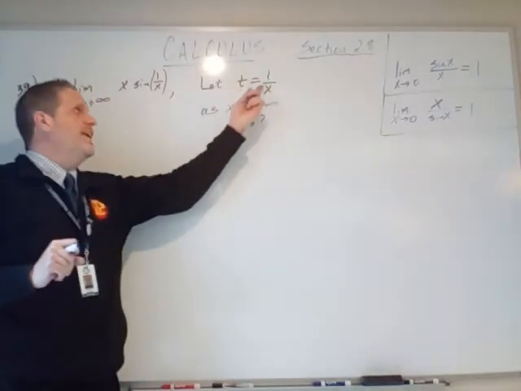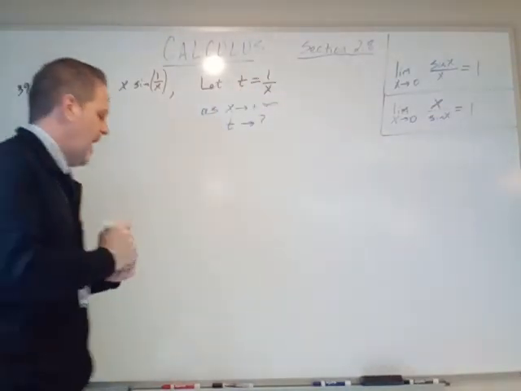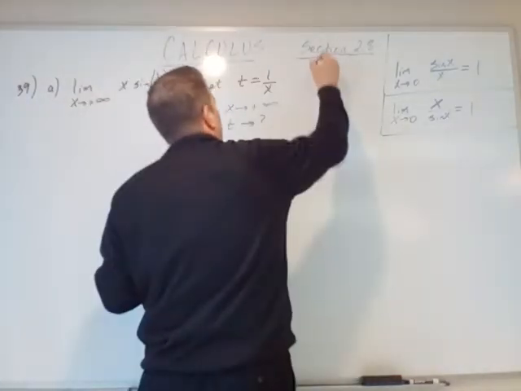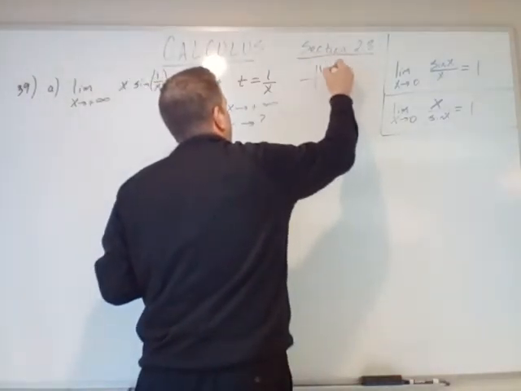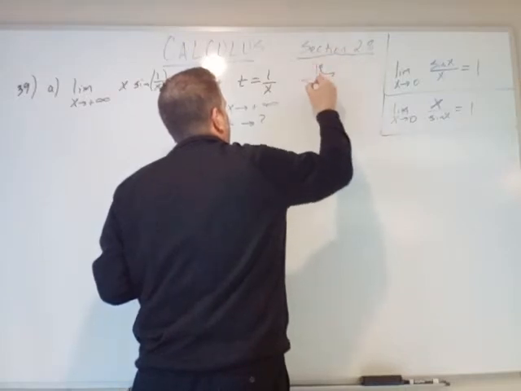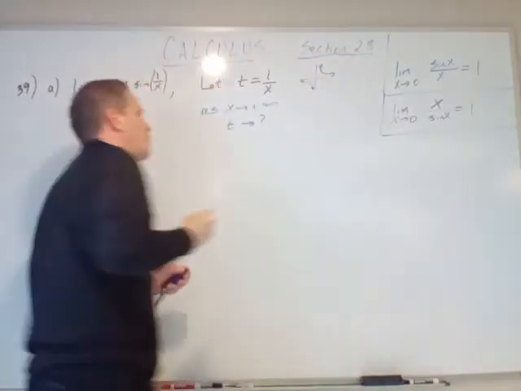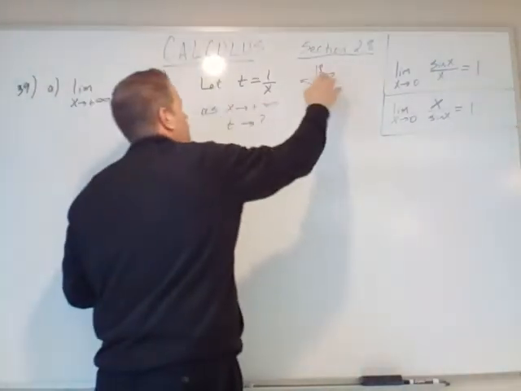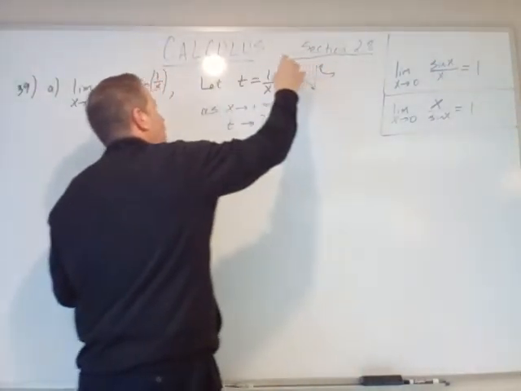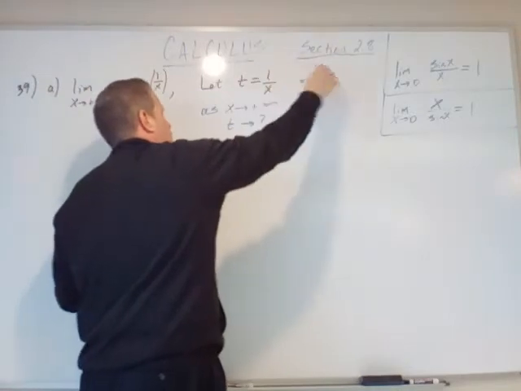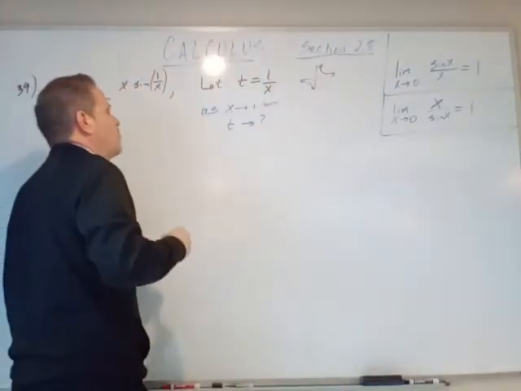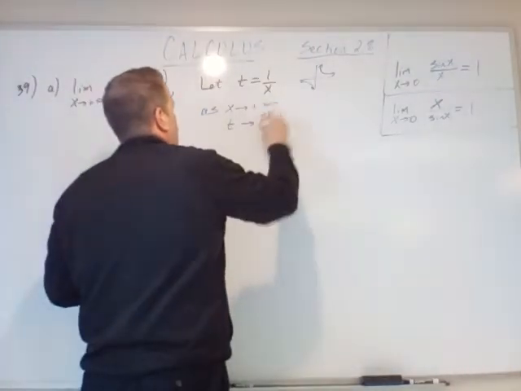Okay, well, if t equals 1 over x, that is an inverse variation, a rectangular hyperbola that's got a branch in the first quadrant and the third quadrant. So we've got a rough sketch of 1 over x. So as x goes to positive infinity, the t, which equals 1 over x, is going to go to 0. So t goes to 0.